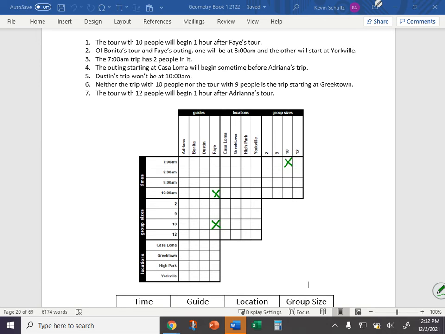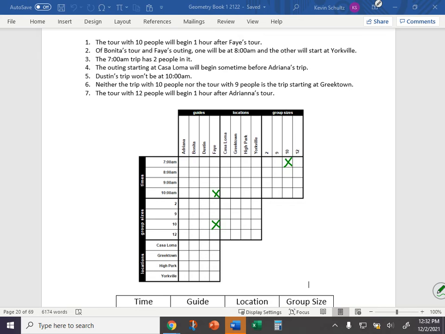Drake? Would Faye's tour be at 8 because there's one after it? Okay, it could be at 9, right? Or it could be at 7. All we know is that Faye can't be at 10.